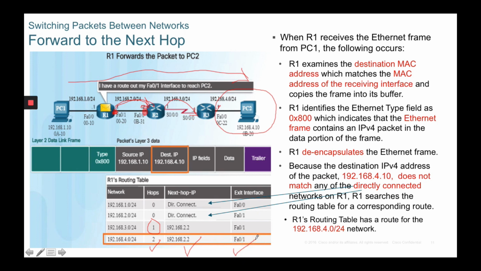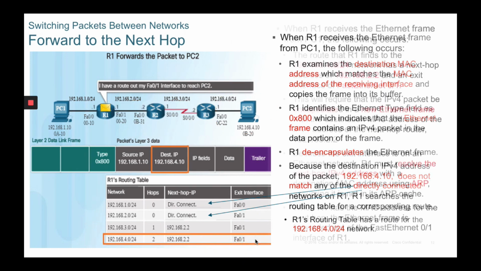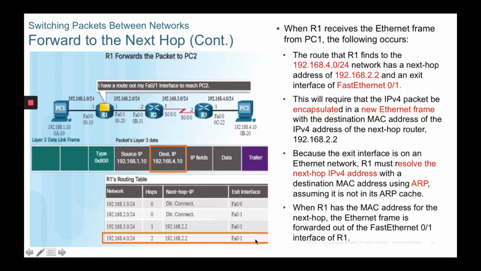Is that clear? Okay, now we're going to use another example here. When router 1 receives the Ethernet frames from PC1, the following occurs. The route that router R1 finds to the 192.168.4.0 network has a next hop address of 192.168.2.2 and an exit interface of FA0/1.